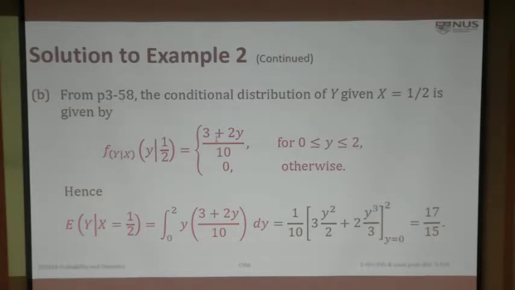Now to compute the expectation of y given x is equal to half, all I need to do is multiply this thing by y and integrate it over the range of the conditional PDF. That's what we've done here. So this is straightforward. You can take the factor 1 over 10 outside. You get 3 times y, integrate that, you get 3 times y squared over 2. And now I've got 2 times y squared, I integrate that as 2 times y to the 3 over 3. Y goes between 0 and 2. If y is 0, it's 0, and when y is 2, I get 3 over 2 times y squared plus 2 times 2 to the 3 over 3, times 1 over 10, which gives me 17 over 15.